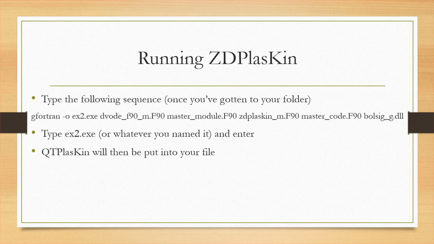Once you've figured it all out and you have everything in one place, we can run it. So you'll want to go into the folder and type the following: gfortran -o ex2.exe, or whatever you want to name it, devode_f90_m.f90, master module.f90, ZDPlasKin, the module, the mastercode.f90, and the bolsig_g.dll. It will give you an output named ex2.exe, or whatever you named it, in your file. So to open that, just type ex2.exe and enter. It'll release a bunch of text files that are your QTPlaskin results.